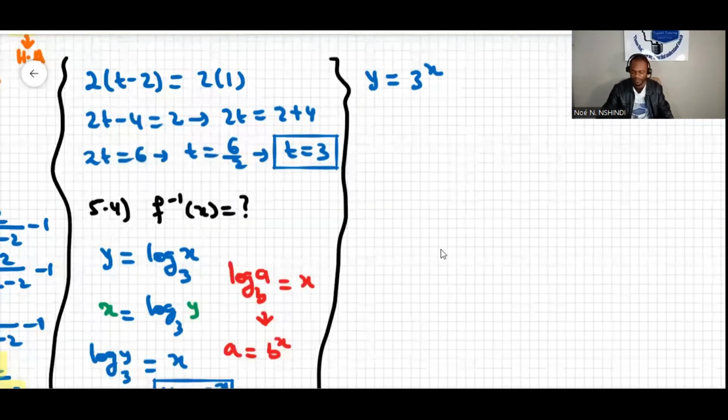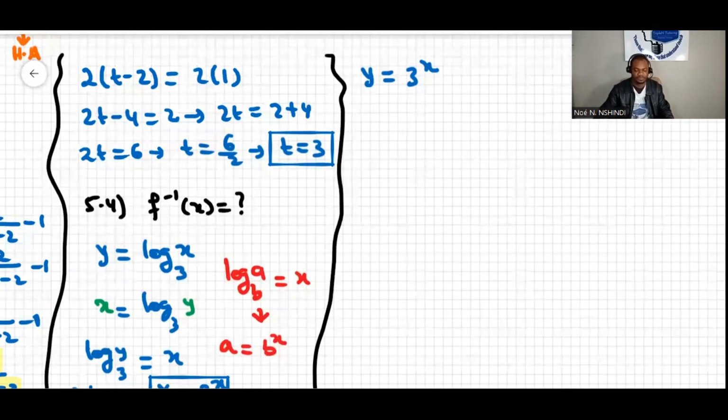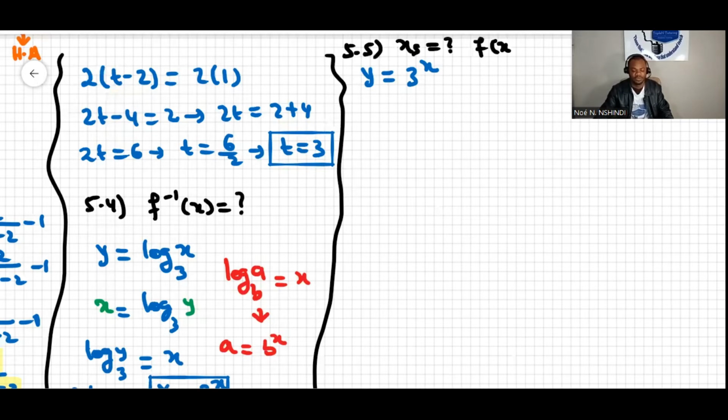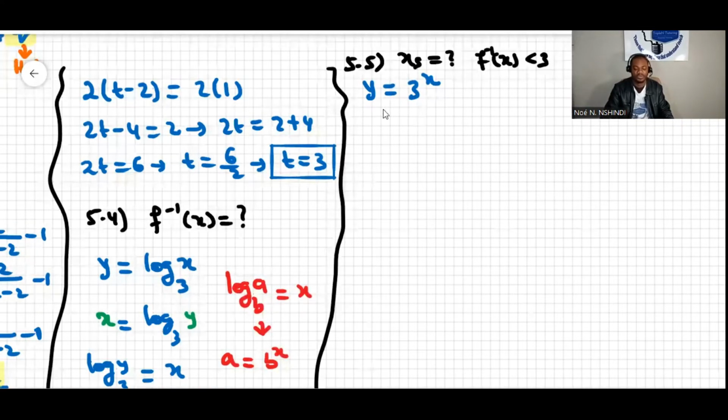That was question 5.5. So 5.5, we're looking for the values of x. Will f(x), f⁻¹(x), be less than 3? Now, we already have written this: x equals 3 to the power of y, y equals 3 to the power of x. This is f⁻¹.